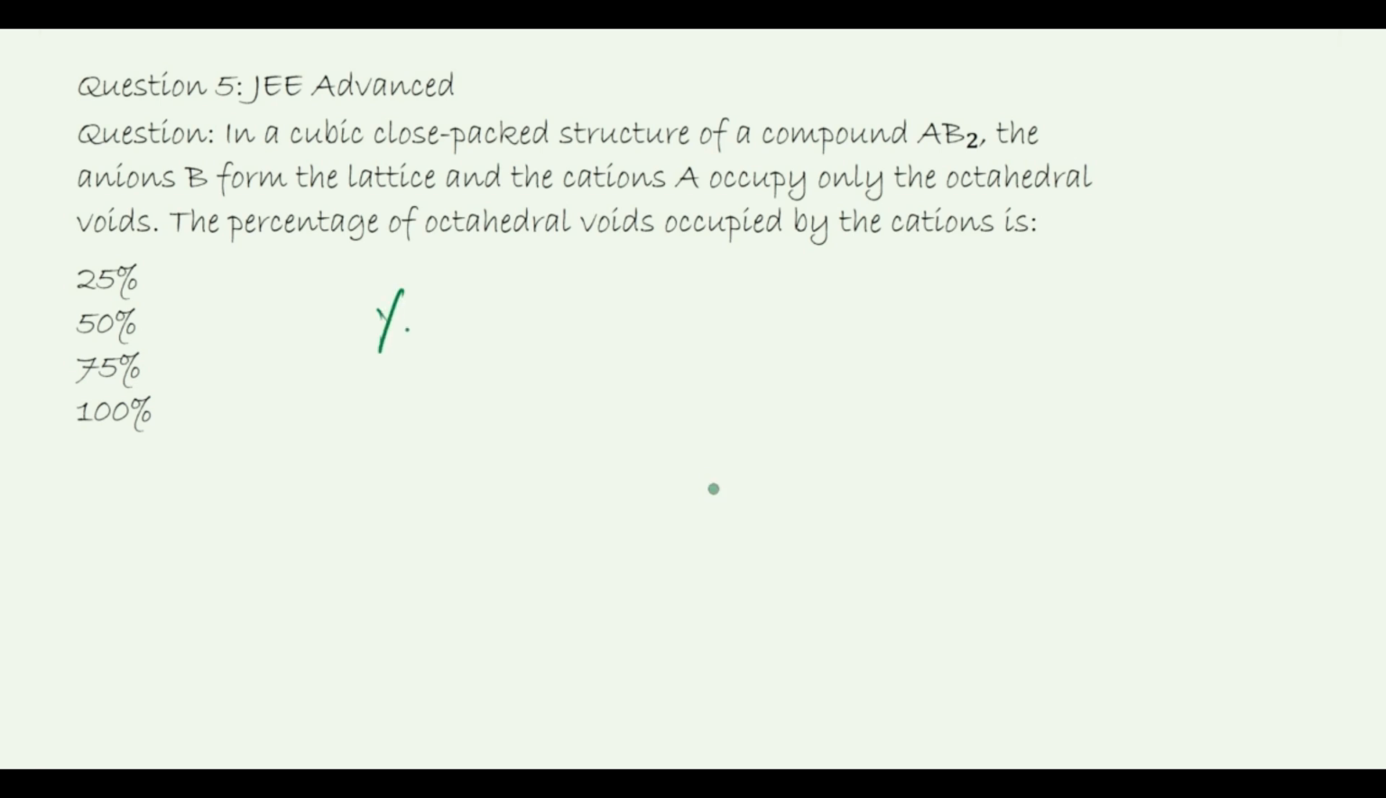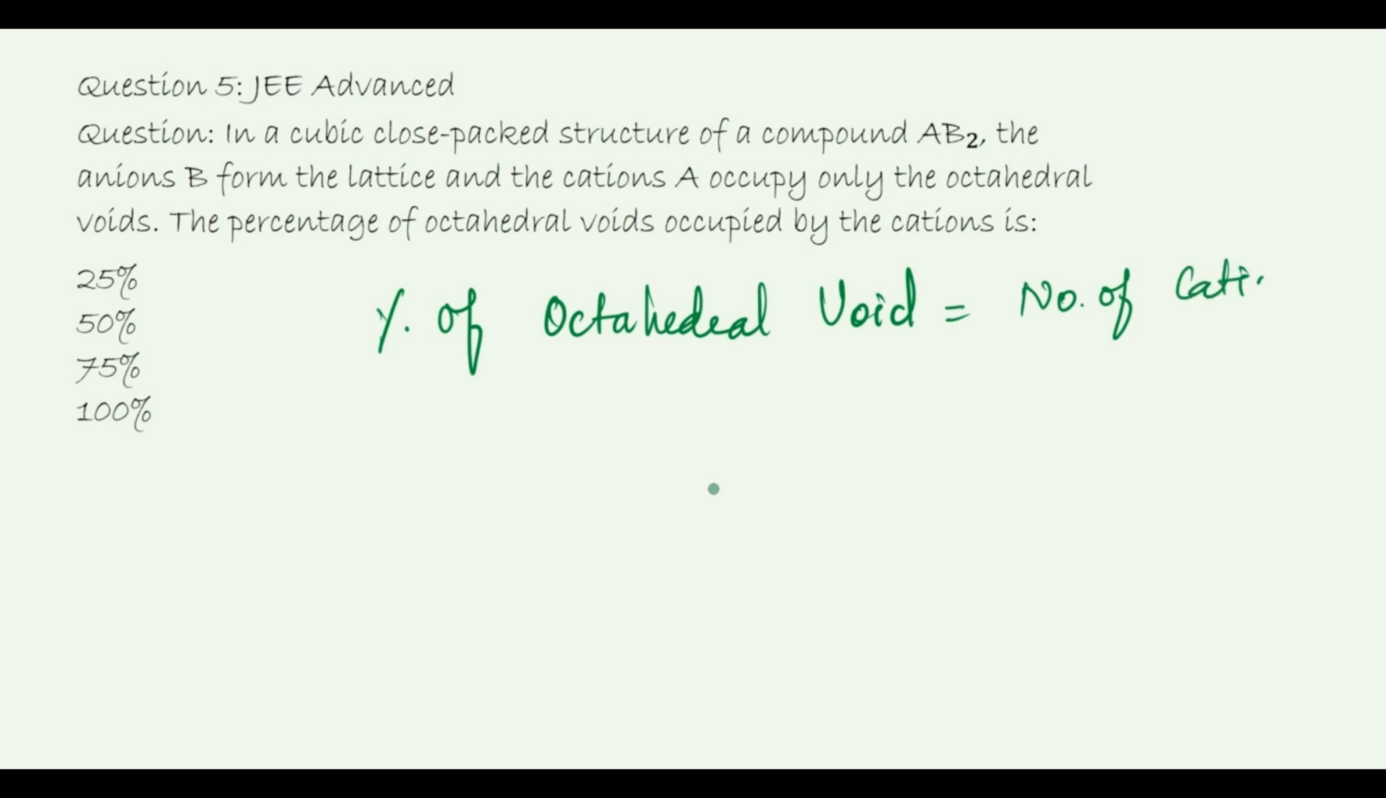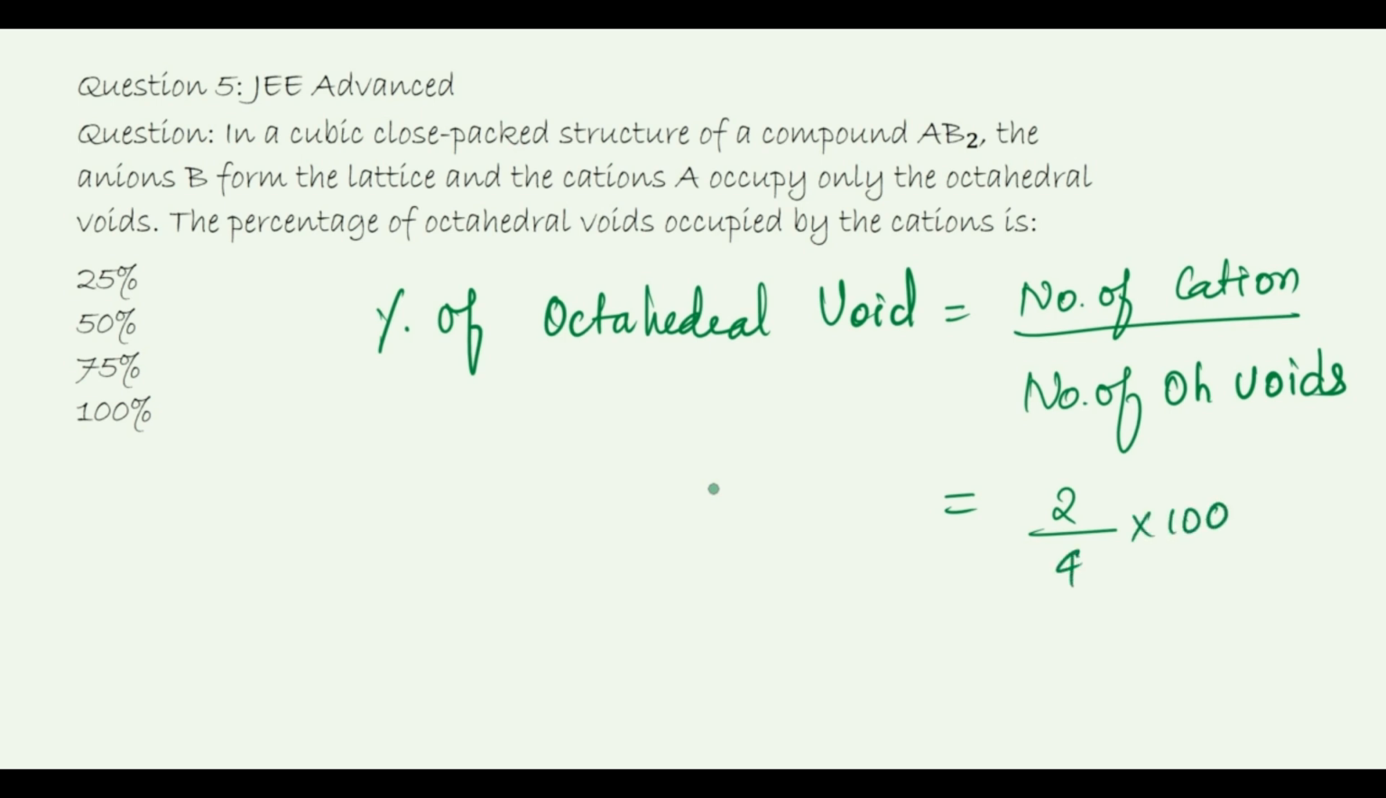So the percentage of octahedral voids occupied is the number of cations divided by the number of octahedral voids. Number of cations is 2, number of octahedral voids is the same as the anions, that is 4, into 100, since they have asked for the percentage, which gives 50%.